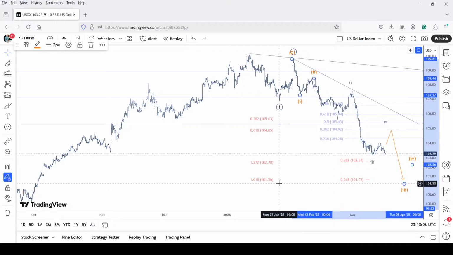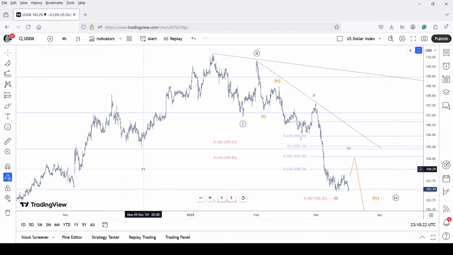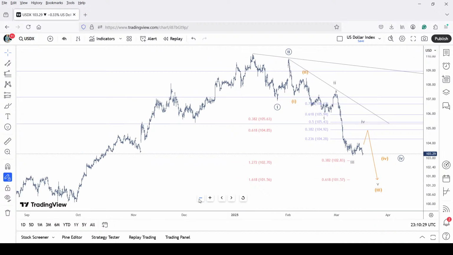All right, and then we have minute wave 4 and 5. That would complete the minute wave 3. So just imagine we've got quite a few waves to go on the lower side. So let's remain short in the dollar index now.